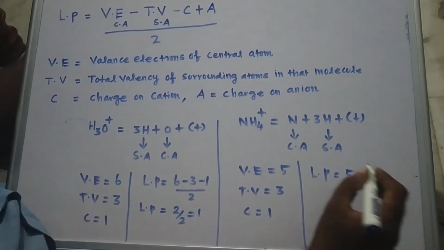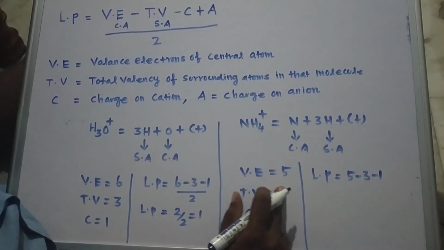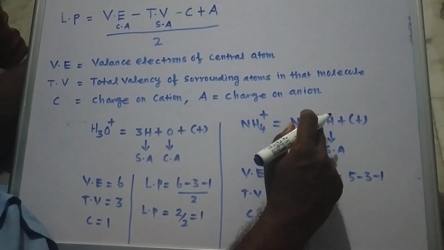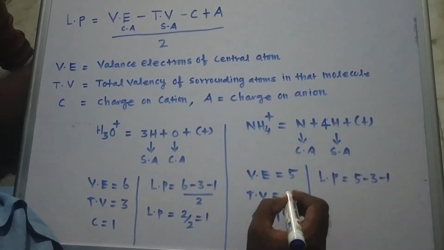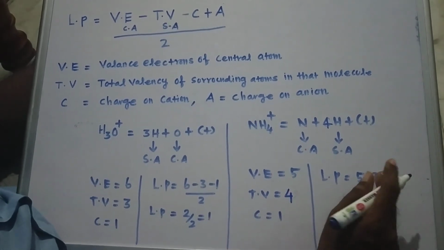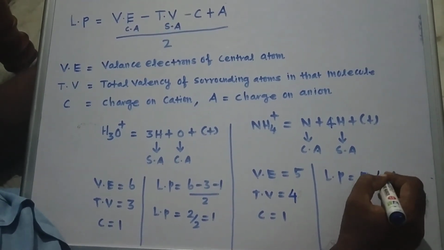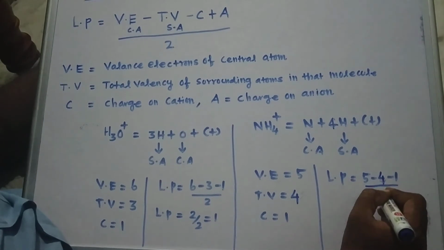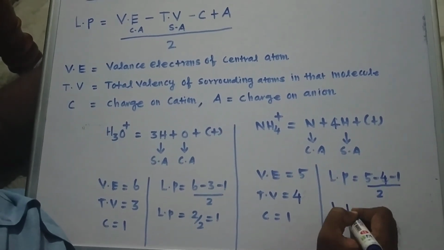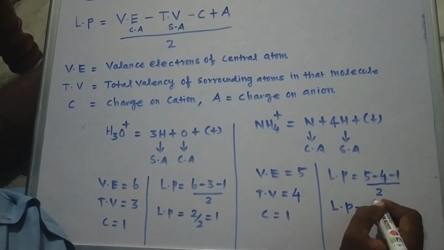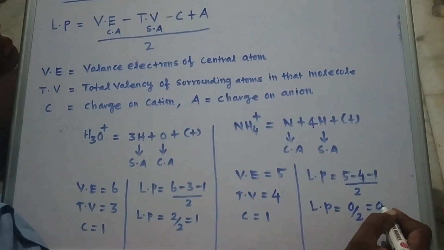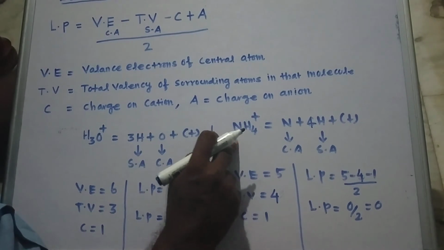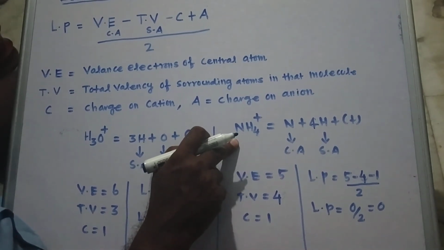Okay, sorry, there are 4 hydrogen. Okay, 4 hydrogens, so the total valency is equal to 4, divided by 2. Then LP is equal to 5 minus 5 equal to 0 by 2, therefore it's equal to 0. So it's well known that the ammonium ion contains 0 lone pair of electrons.